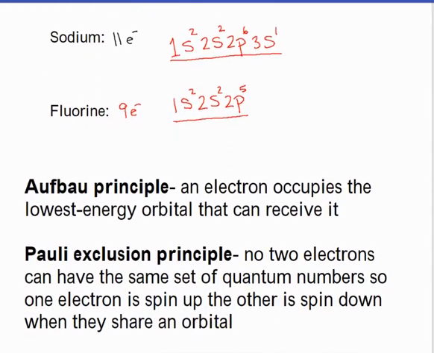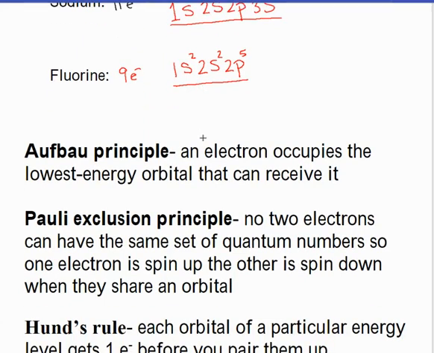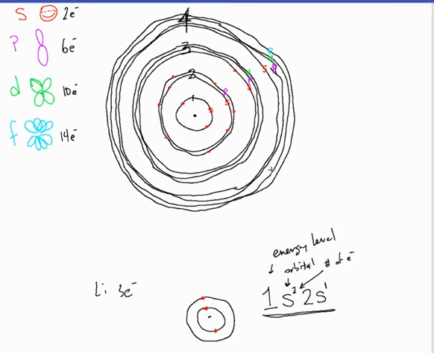Okay, we have a few rules to learn. The Aufbau principle tells us that an electron occupies the lowest energy orbital that can receive it. So we are not going to jump out into this top energy level before I've filled all the energy levels before it. Okay, so they're going to fill from this inside ring out.